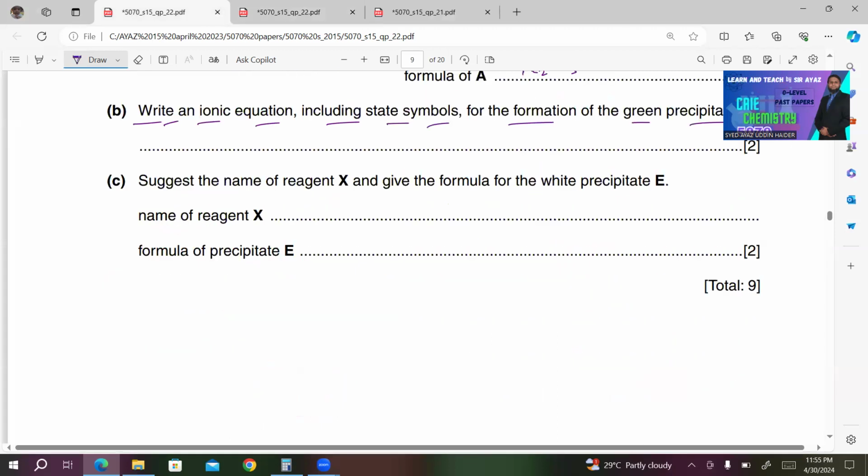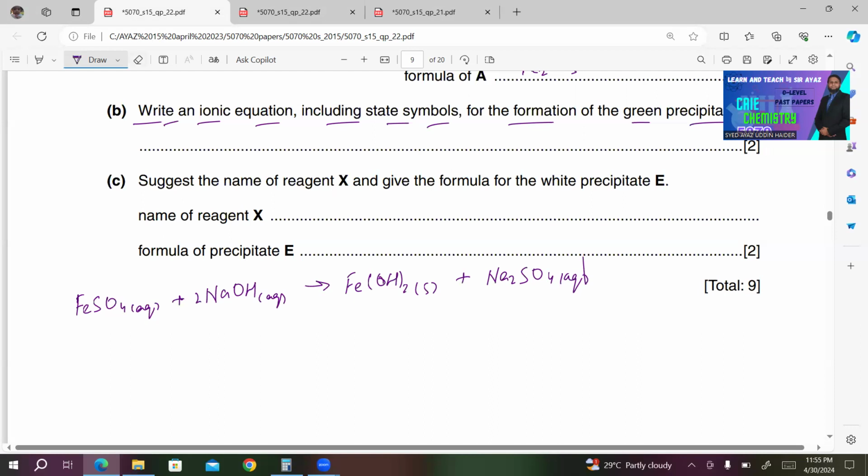That was the equation. FeSO4 aqueous plus 2NaOH aqueous. One of the products is Fe(OH)2 solid plus Na2SO4 aqueous. Now remember the rule.